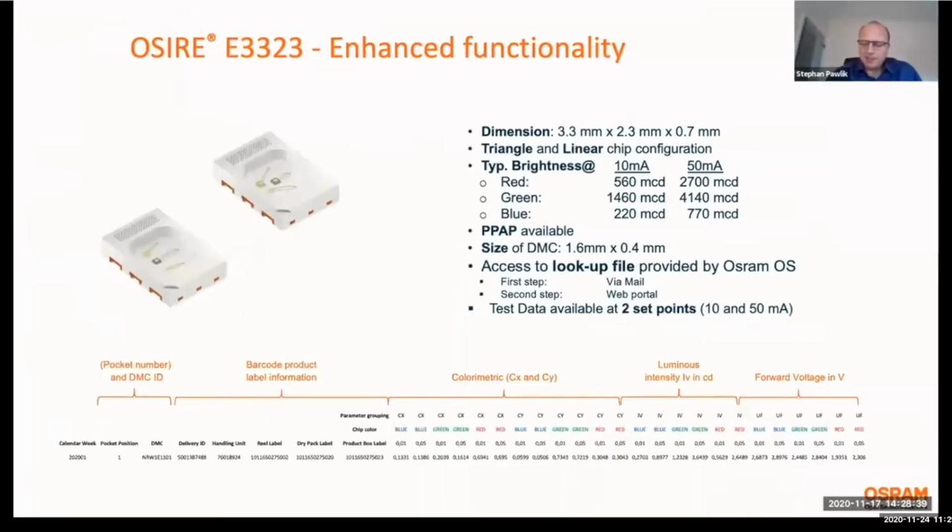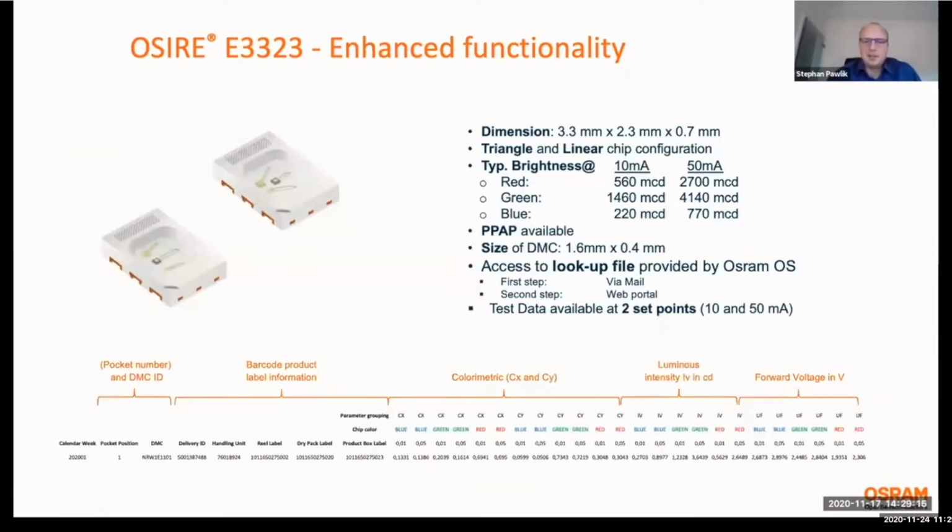As just described, there are several points to consider when driving RGBs. So we thought, how can we make the life of our customers easier? For this reason, we developed the OSIRE E3323. So what is the advantage of this product? It provides the measurement data of the LEDs, so there is no necessity for customers to develop and implement a measurement process. The data are provided via a DMC code, which is a kind of running number. The measurement data provided are the X, Y coordinates, the brightness, and also the forward voltage.